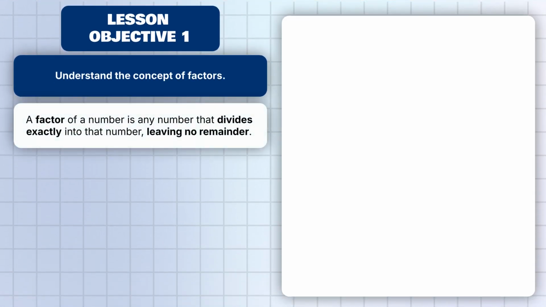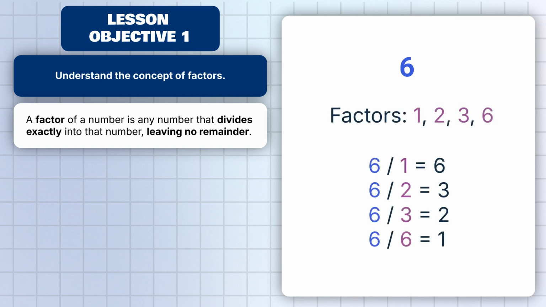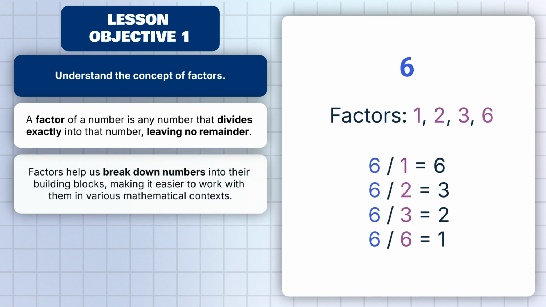First, let's introduce the concept of factors. A factor of a number is any number that divides exactly into that number, leaving no remainder. For example, to find the factors of 6, we look at the numbers that divide 6 without leaving a remainder. The numbers 1, 2, 3, and 6 all divide into 6 exactly, so these are the factors of 6. Factors help us break down numbers into their building blocks, making it easier to work with them in various mathematical contexts.